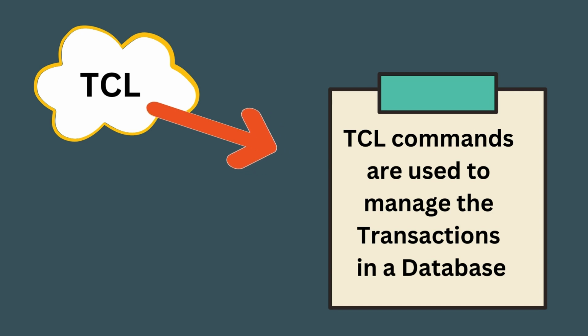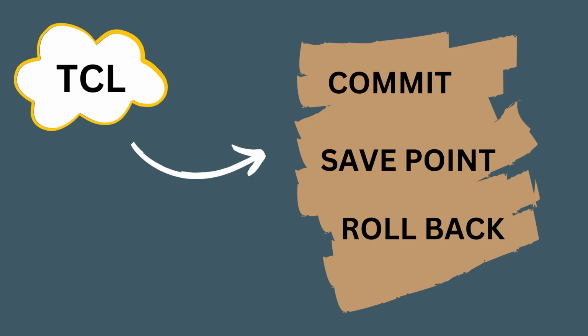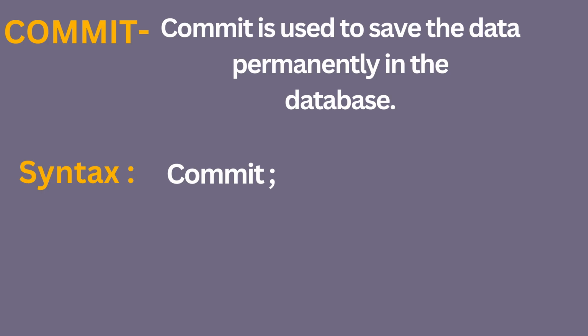And next we have TCL commands. TCL stands for Transaction Control Language. Basically, TCL commands are used to manage the transactions in a database. The commands under TCL are commit, rollback and save point. First, let's see about commit. Commit is used to save the data permanently. Whenever we perform any of the DML commands like insert, update or delete, this can be rolled back if the data is not stored permanently. So to be on the safer side, we will use the commit command to save the data permanently in the database.